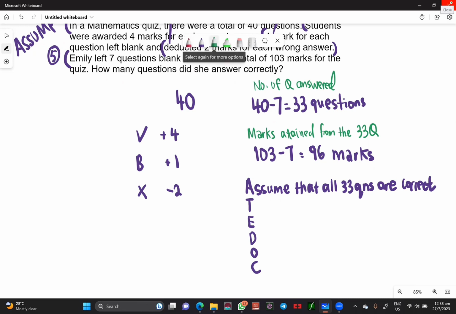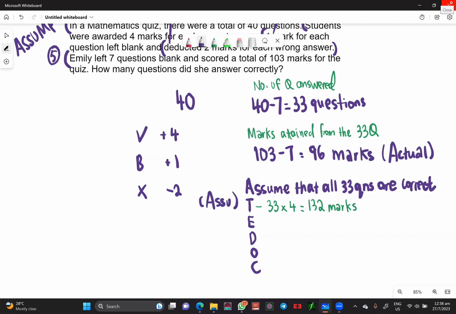Now once I'm done with this, I'm just simply going to do 33 times 4. Why is that so? Because all 33 are correct, and each question you are awarded 4 marks. So you get 132 marks. Now in terms of the extra, you realize the actual is 96. This is the actual, but what you have assumed is whatever that is over here. So for extra, we usually do actual minus assume, or assume minus actual, whichever is more, because if you want to minus, you have to make sure that it is big minus small.